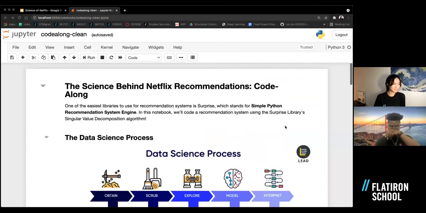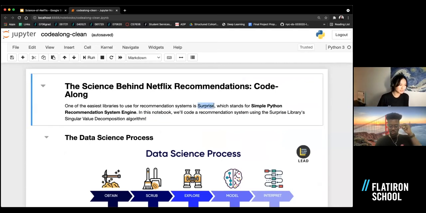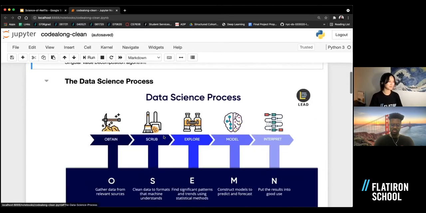So we're going to use a bunch of different things here. SVD, that complicated algorithm that we just talked about, is actually built into a library called Surprise, which stands for Simple Python Recommendation System Engine. So we're going to code out a recommendation system using the Surprise library's SVD algorithm. We'll see how simple it is using code.